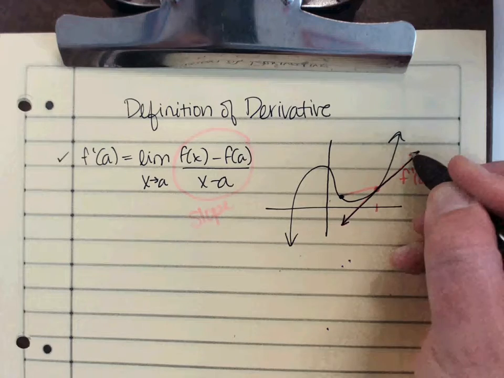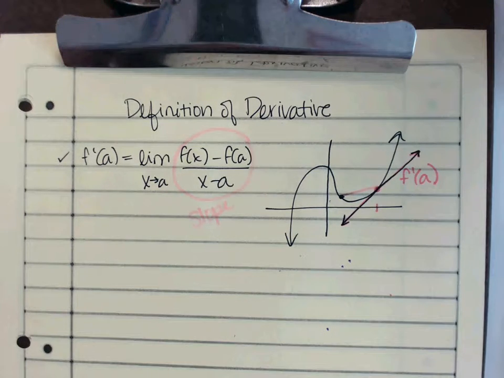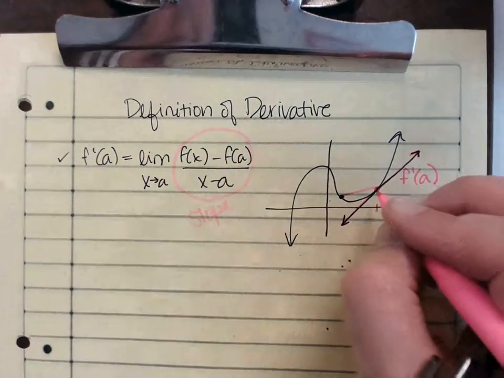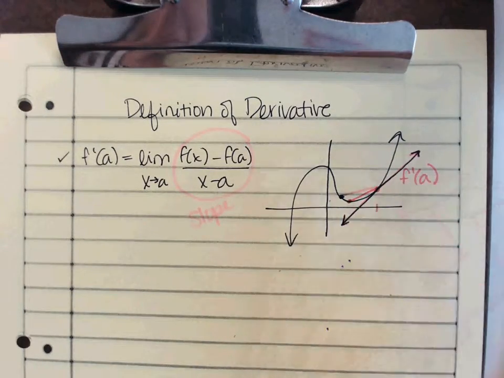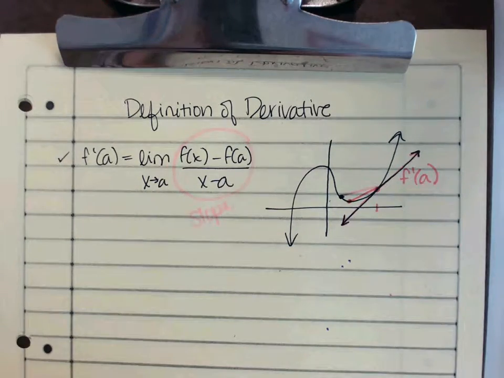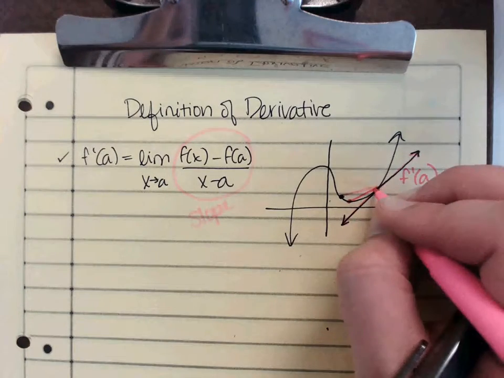Is that close to the slope of f prime? No. So I'm going to move that point closer, right? I'm going to move it maybe to where x is here now. Did it get a little bit closer to the real slope of the line? Okay, then I move it in one more.